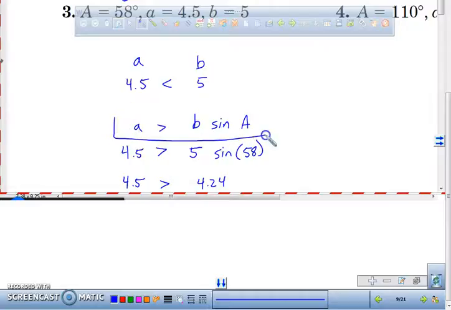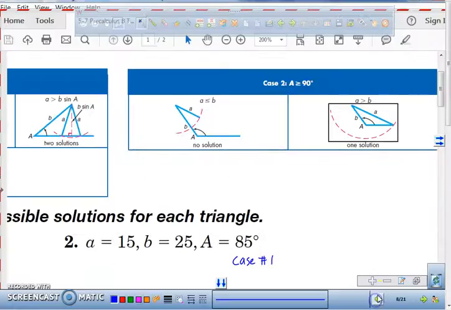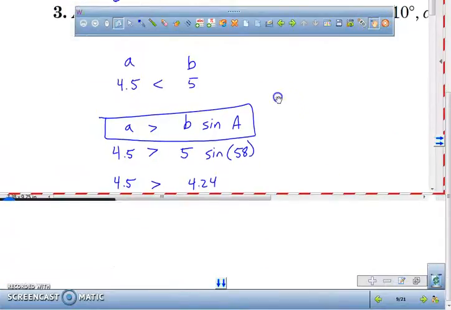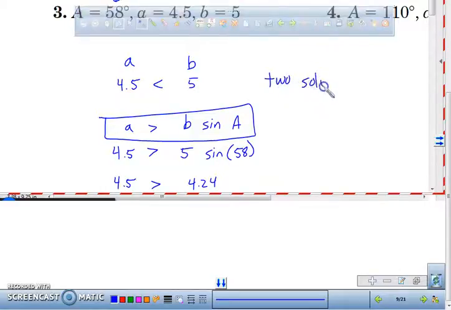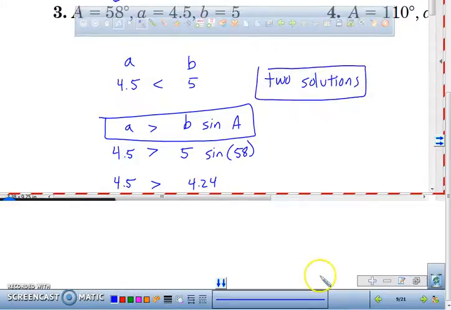Ooh, you're right. So if we go back to our chart, what happens if A is greater than B times the sine of A? Let's go back. We have what? Two solutions right there. Now, let me draw the picture that goes with this, and hopefully this will make the most sense out of all of them. Why are there two solutions? Write down your answer. Two solutions.